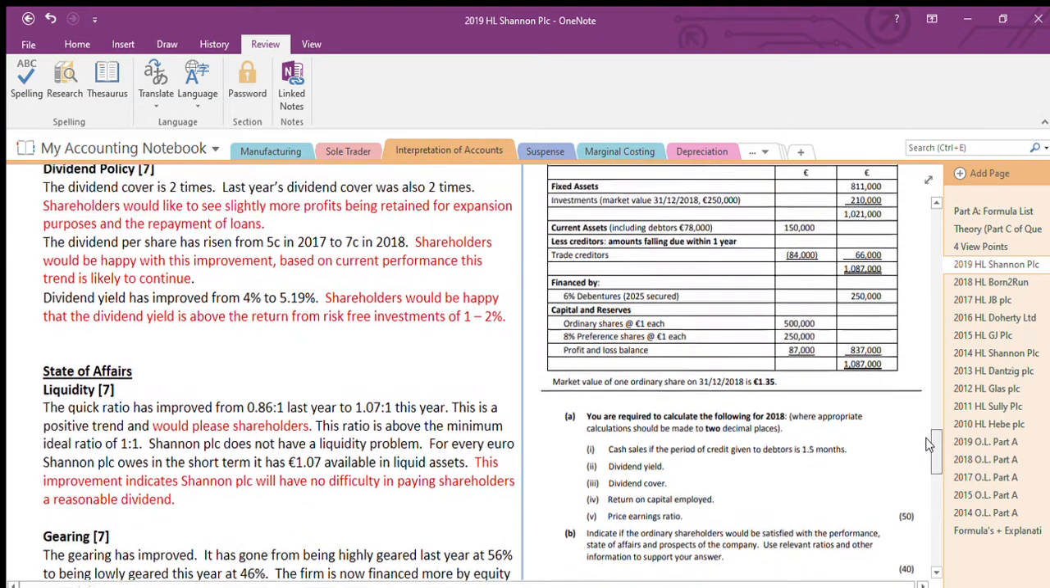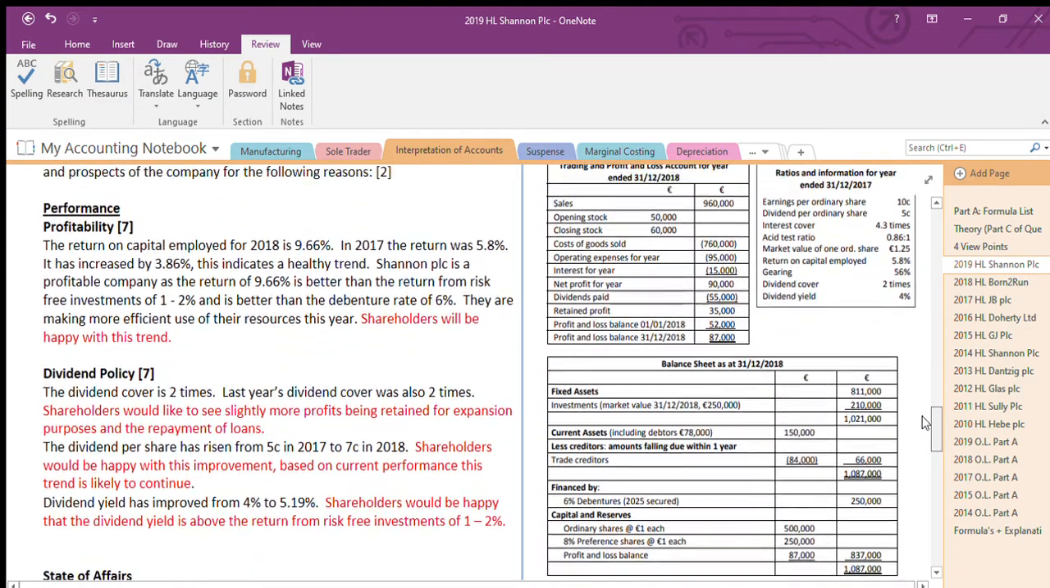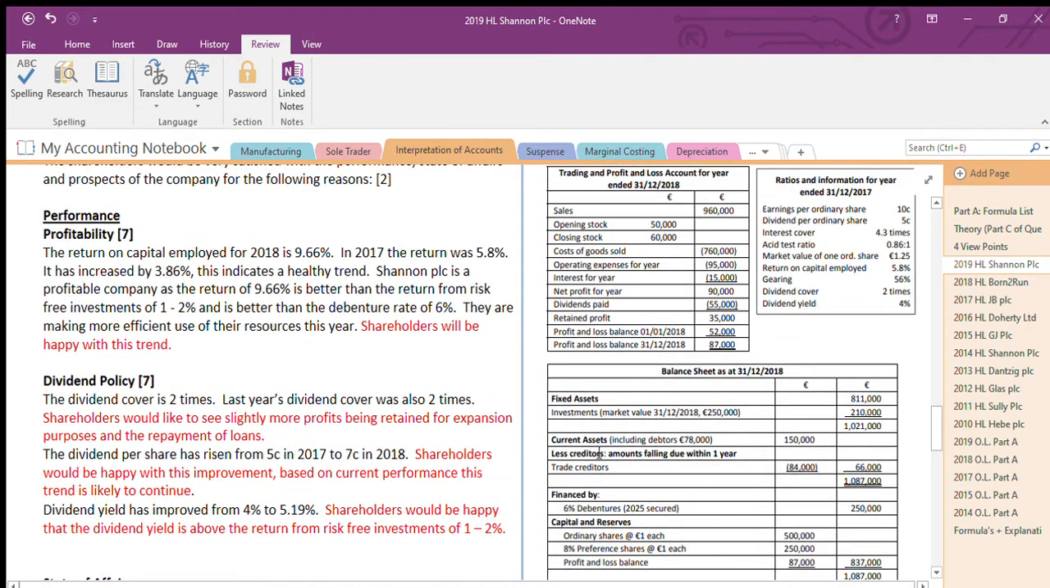How do I work it out for this year? All the information is here. Where's my current assets? Below here. 150,000 is my current assets. The formula was current assets minus closing stock. Where's my closing stock? It's not given down here. They didn't include it, but we found it up here. So current assets minus closing stock, 150,000 minus 60,000 is 90,000.